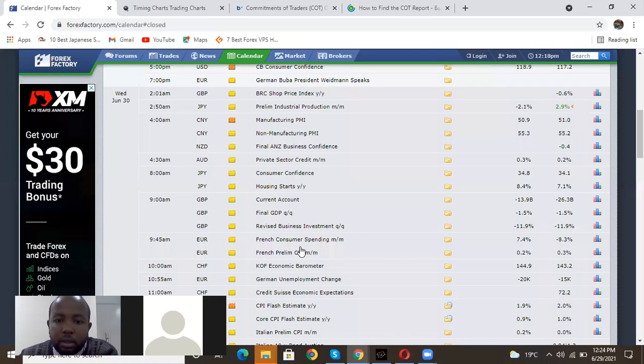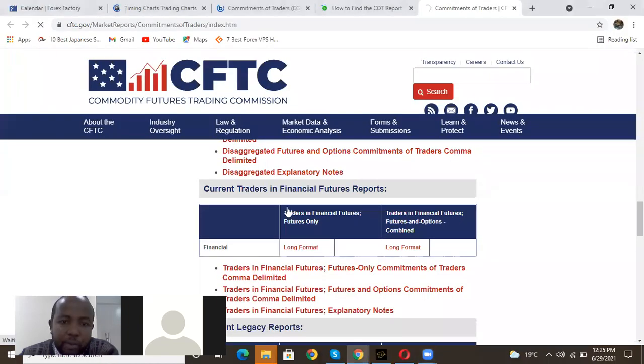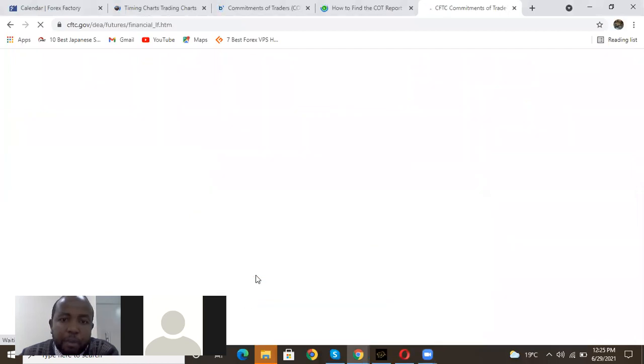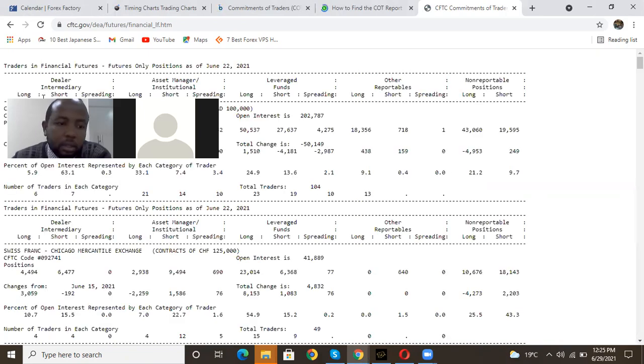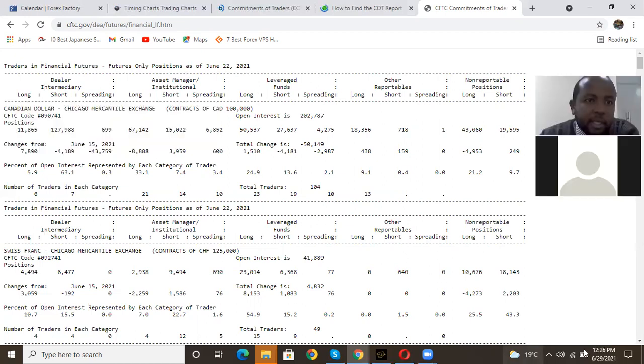This is a bit advanced, guys, but just follow. Because now I'm looking at my euro, and I'm also looking at my cable, or my pound. Here it is, guys. So here they are, traders in financial futures only, positions as of June 22nd, 2022. That should have been by Friday. You can see, this is what I'm looking at.